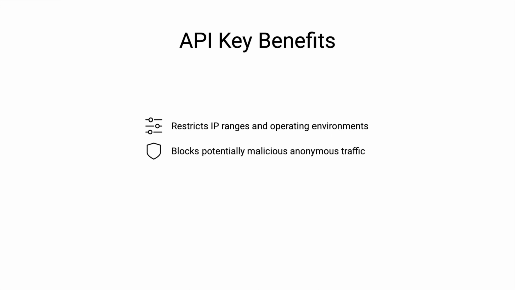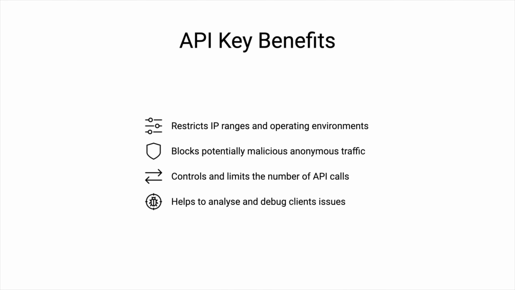Beyond helping with identifying the project that makes the API call, they're also used to track and control how this interface is being used, as they help restrict IP ranges and operating environments. They enable the blocking of anonymous traffic that can be an indicator of potentially malicious activity. They help with API consumption by controlling and limiting the number of calls made to the API. And finally, they help to analyze and debug issues one or more clients may experience.